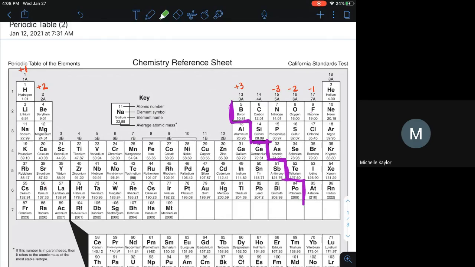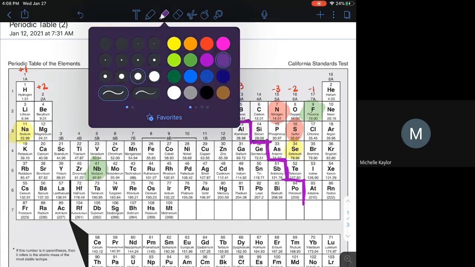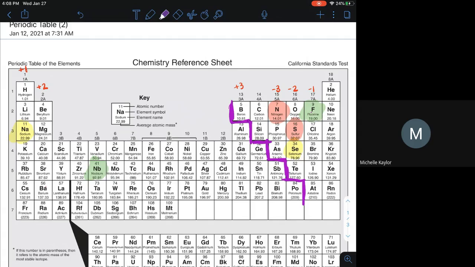So if I had niobium and fluorine, that would work because I have one on both sides of the staircase. If I had sodium and selenium, that would work because I have one on both sides of the staircase. On the other hand, if I had nitrogen and sulfur, that would not work because they're both on the right side of the staircase. Same idea if I had osmium and strontium.